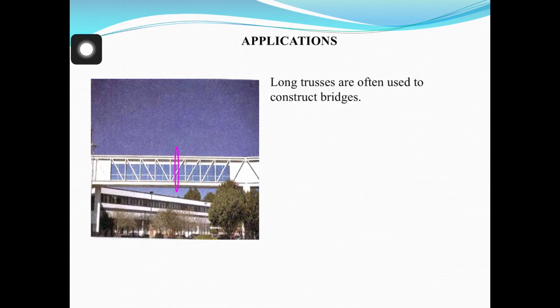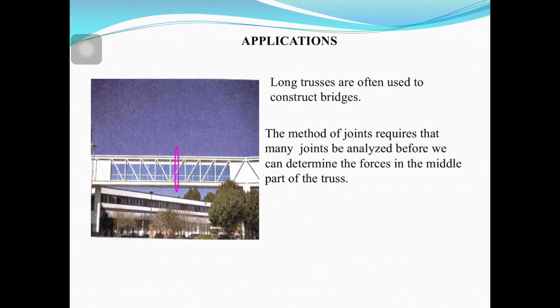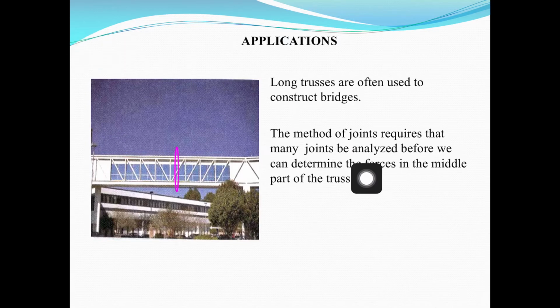So, application. You see here the bridge. Long trusses are often used to construct bridges. The method of joint requires that many joints be analyzed before we can determine the force in the middle of the parts. For example, if you want to determine the force in the middle of the parts here, you need to start with the support and go all the way to the middle. So many joints you need to analyze until you reach the center.